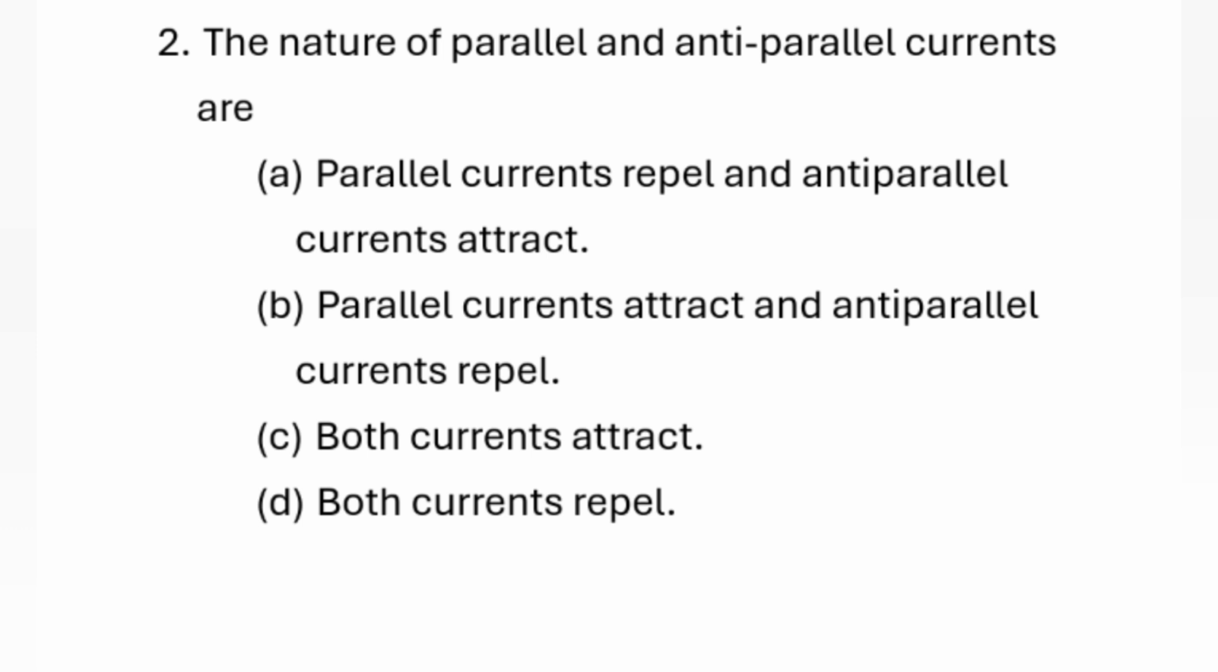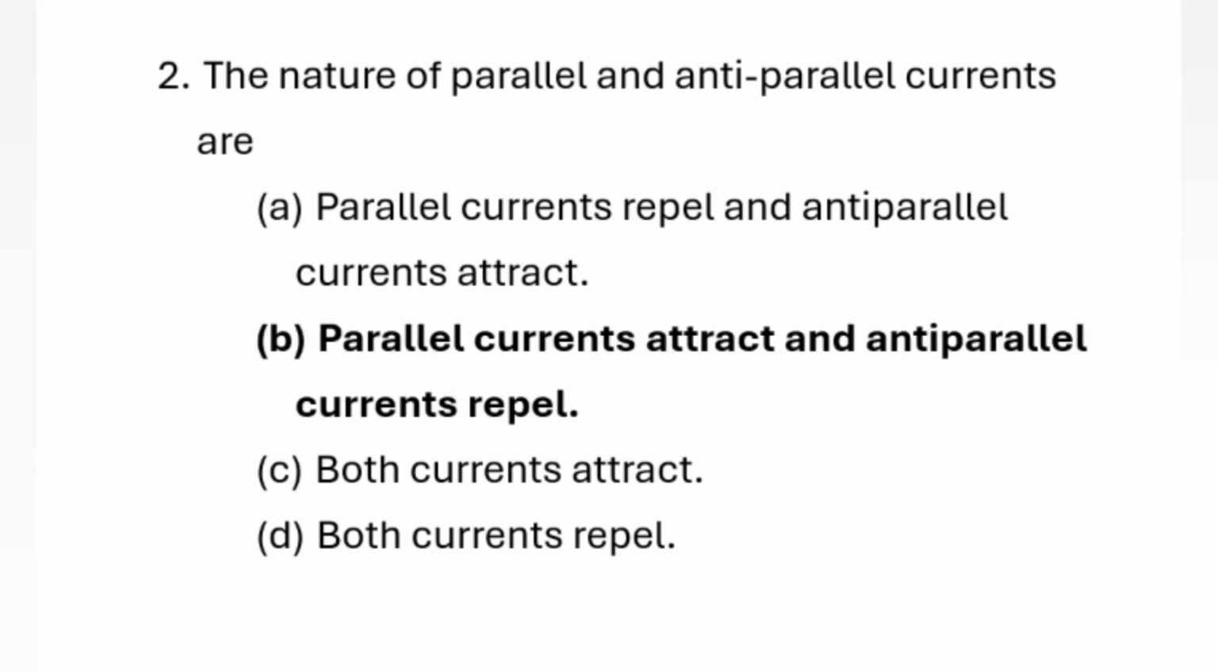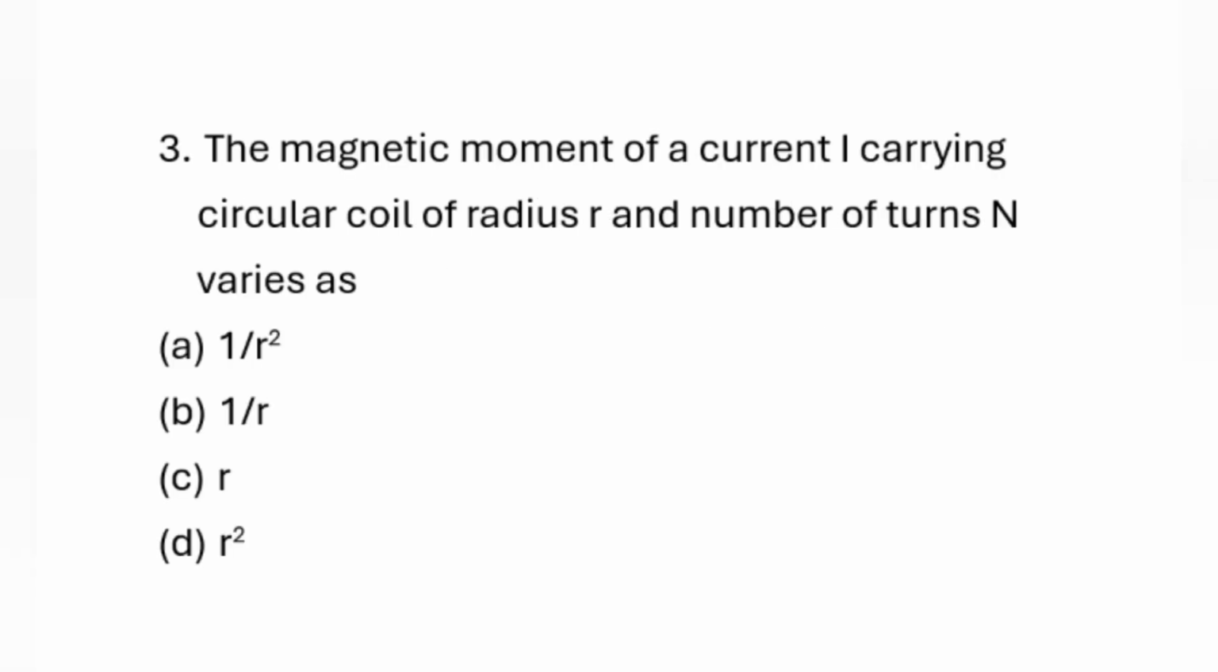Option C, both currents attract. Option D, both currents repel. Here the correct answer is option B, parallel currents attract and anti-parallel currents repel. Question number 3. Magnetic moment of a current I carrying circular coil of radius r and number of turns n varies as: option A, 1 by r square, option B, 1 by r, option C, r, option D, r square.